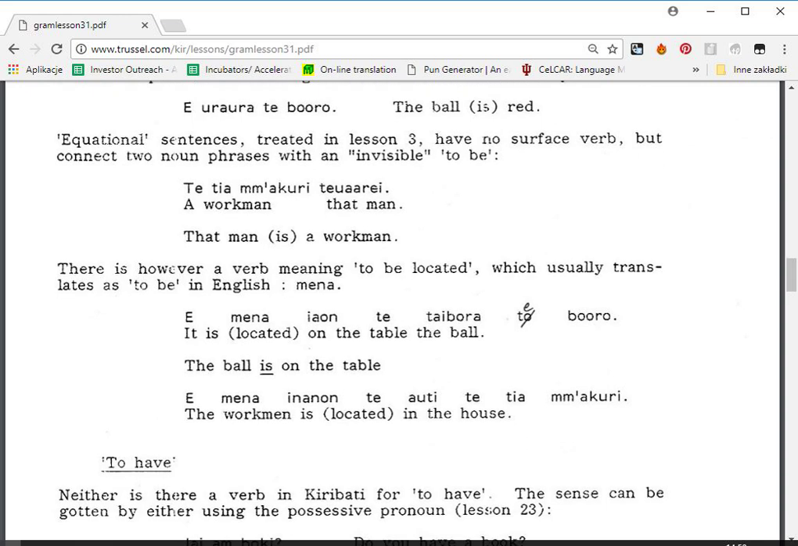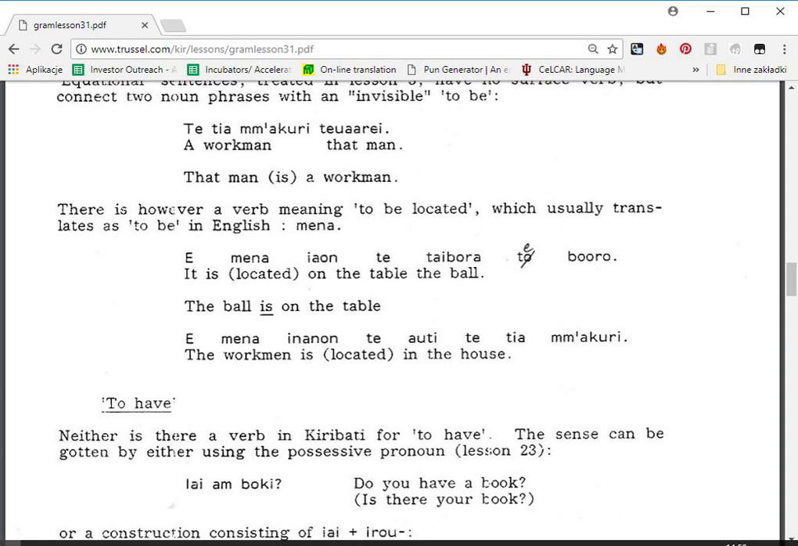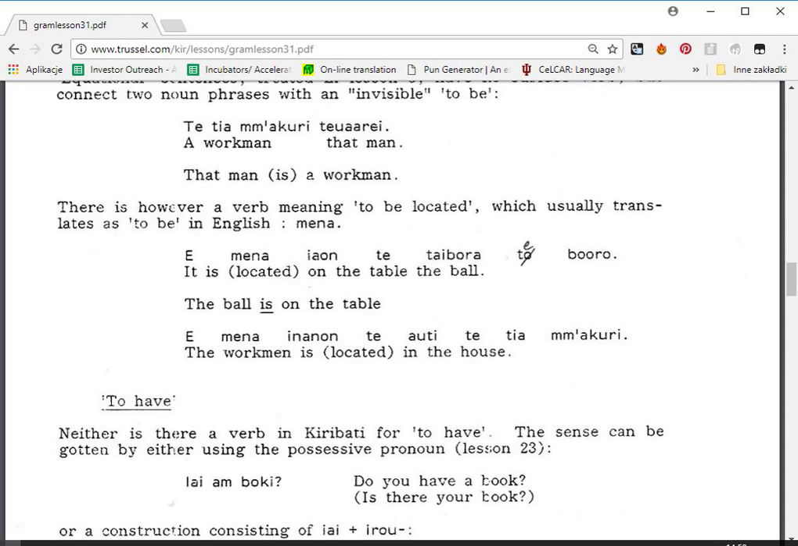So, equational sentences treated in Lesson 3 have no surface verb, but connect two noun phrases with an invisible to be. So, te sia maakuri deoare means a workman, that man. So, that man is a workman.